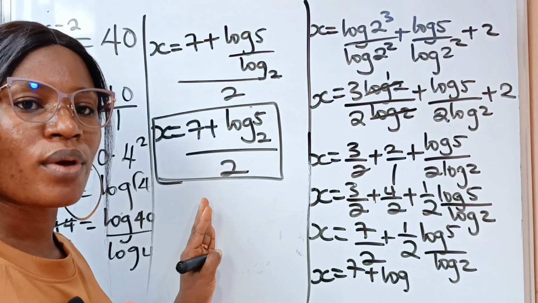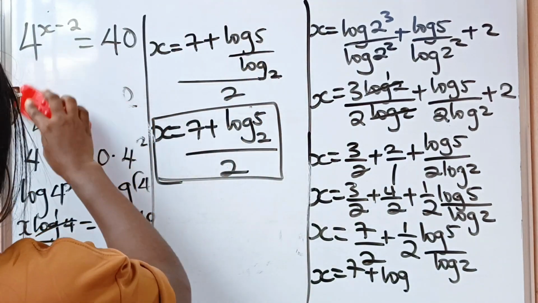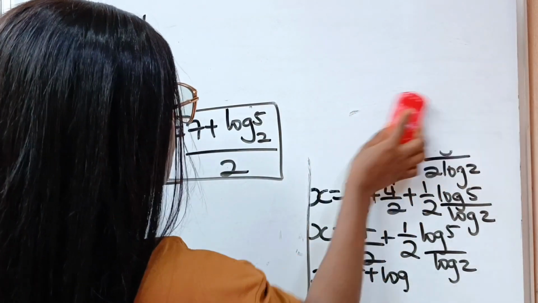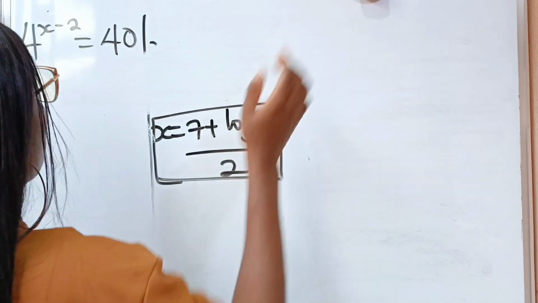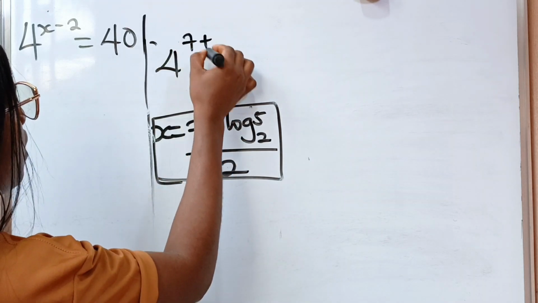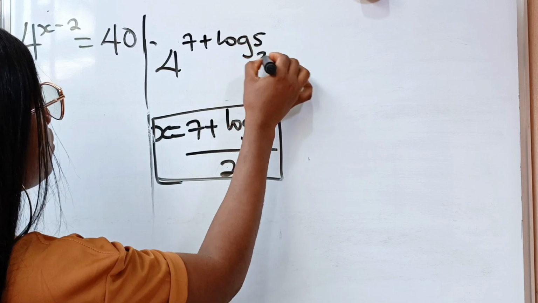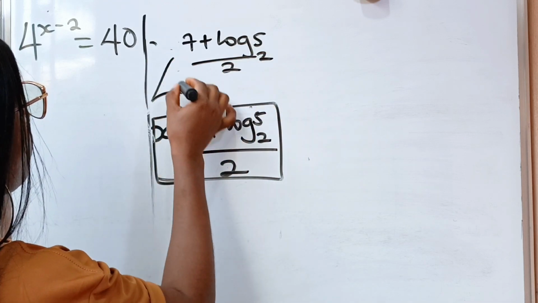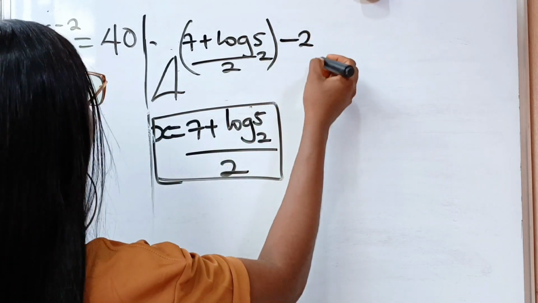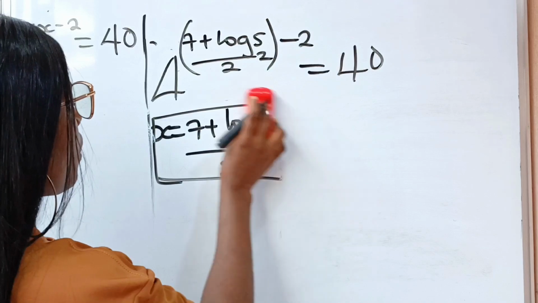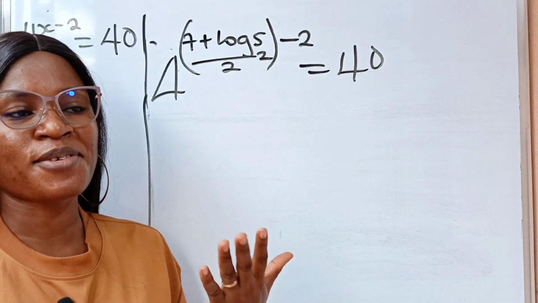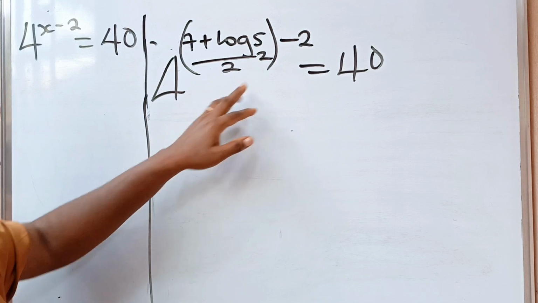Now let's prove that the answer we got is right. The question says that 4 to the power of x minus 2 is equal to 40. So that means that we have 4 to the power of, this is our x, 7 plus log 5 base 2 divided by 2, then minus 2 is equal to 40. All right, let's solve. Yeah, this is the most interesting aspect. I just hope you are as excited as I am. Now let's solve this first.